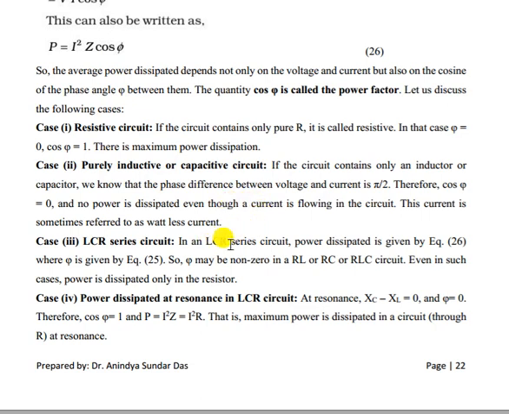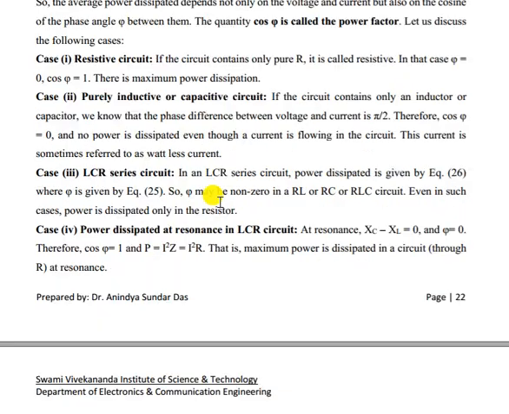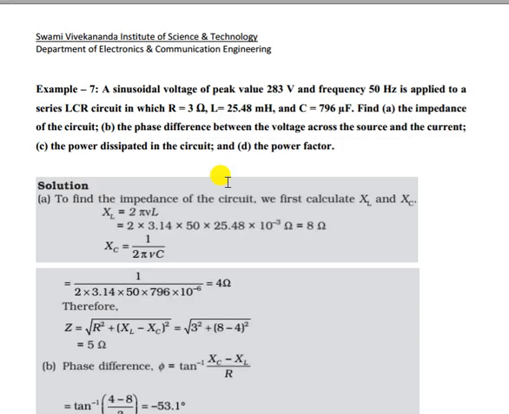Now if we have an RLC series circuit, phi may be 0 or a non-zero value, depending on which one is greater, XL or XC. At the resonance condition, when XC minus XL equal to 0, or XC equal to XL, phi is also 0, so it is a pure resistive circuit. At that time maximum power is dissipated in the circuit. So a resistive circuit always dissipates more power. When there is an inductor or capacitor, then power is a little bit lesser.